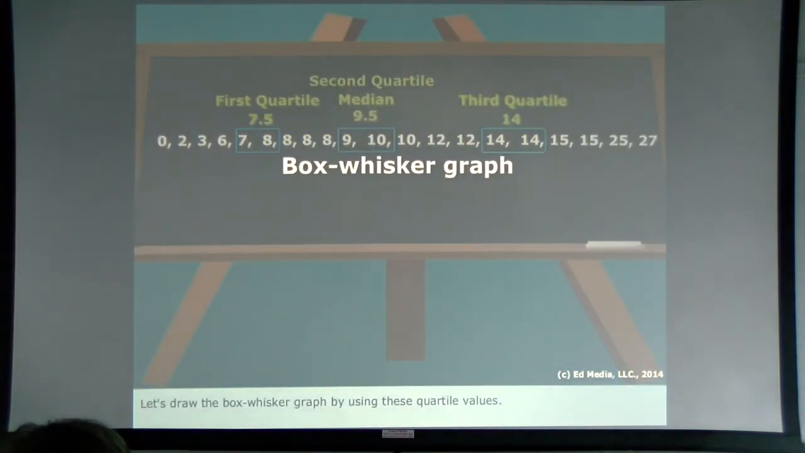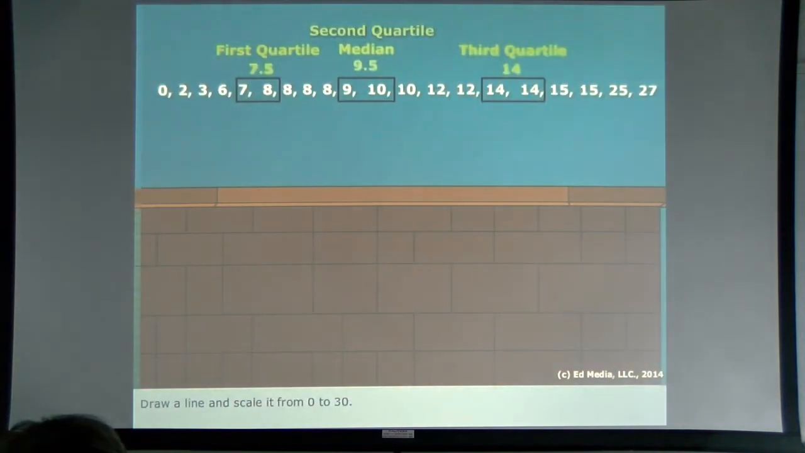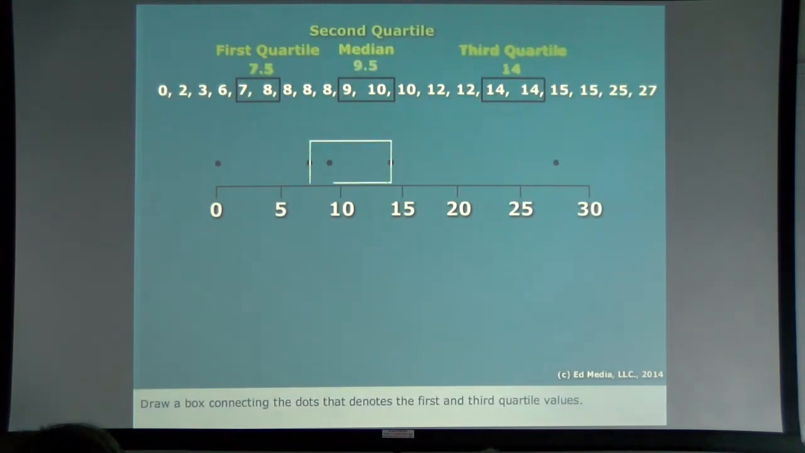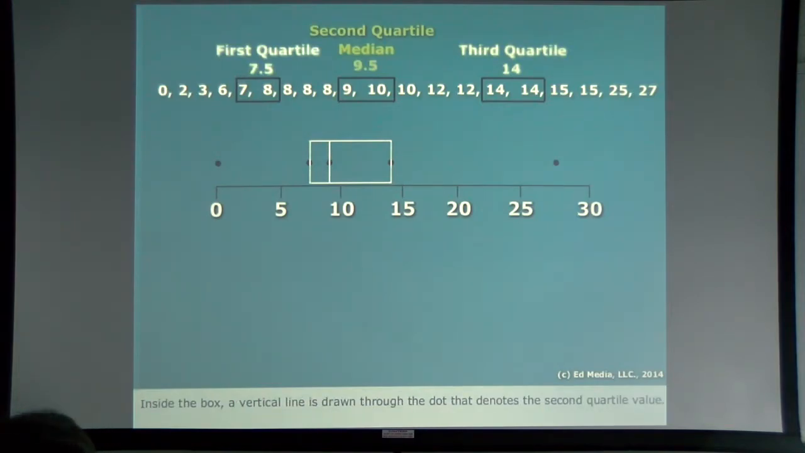Let's draw the box whisker graph by using these quartile values. Draw a line and scale it from 0 to 30. Keep the dots above the numbers 0, 7.5, 9.5, 14, and 27. Draw a box connecting the dots that denotes the first and third quartile values. Inside the box, a vertical line is drawn through the dot that denotes the second quartile value.